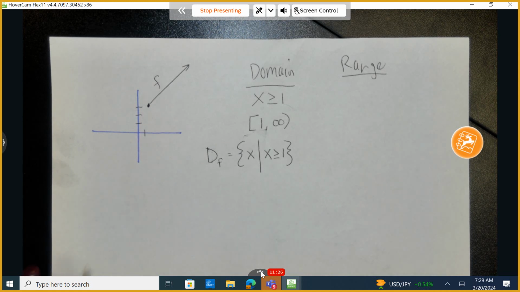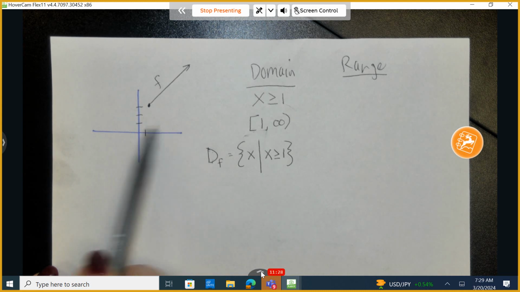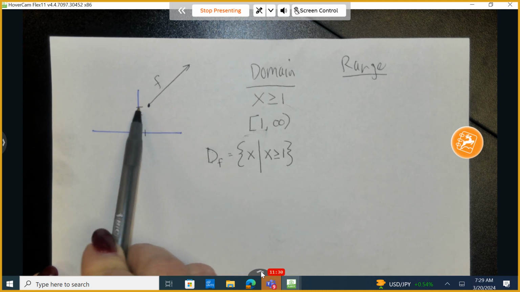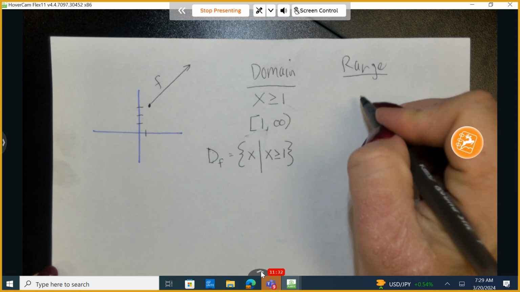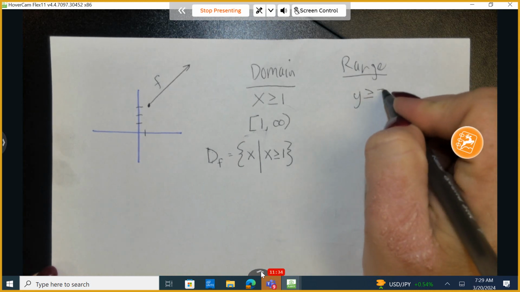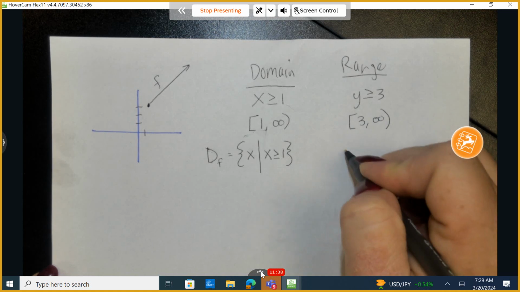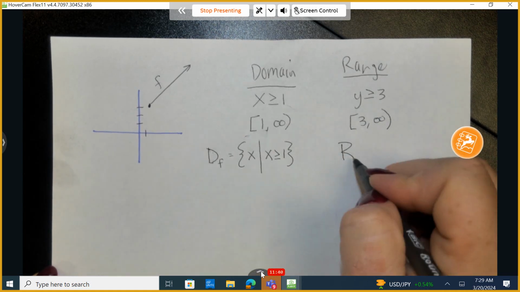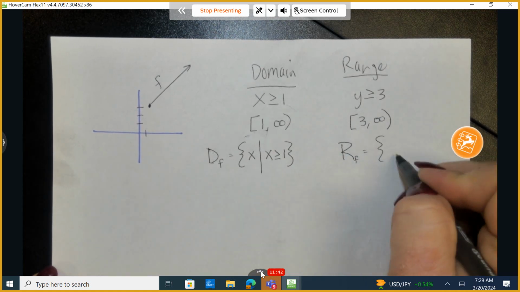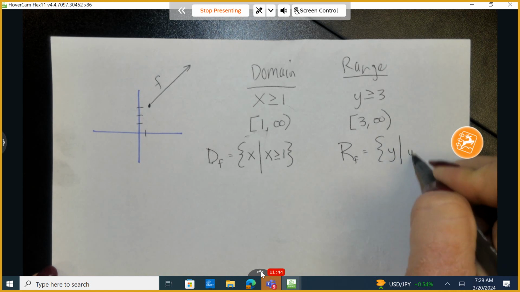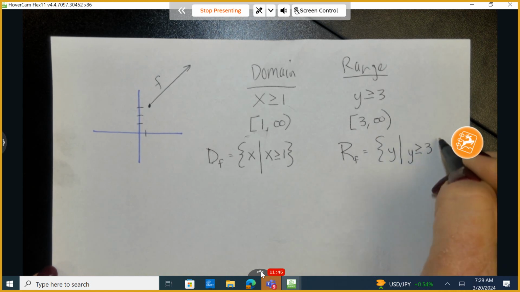Let's look at the range. So my y values, it goes down as low as 3, and then everything is above. So y is greater than or equal to 3. Or, okay, the range of function f is equal to all y values such that y is greater than or equal to 3.